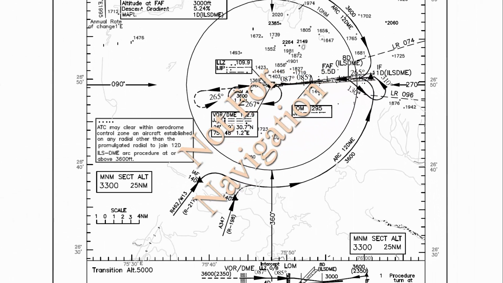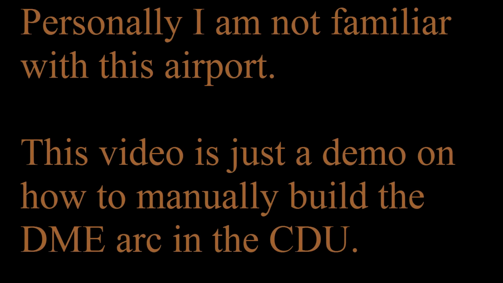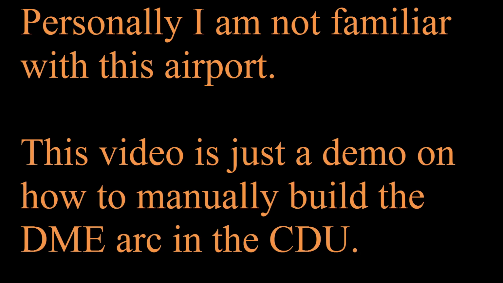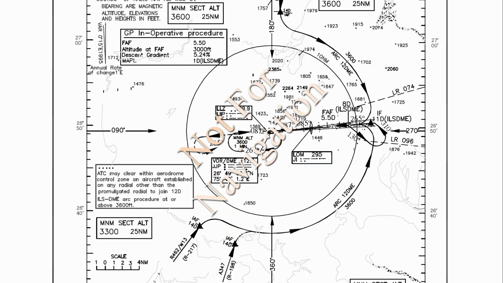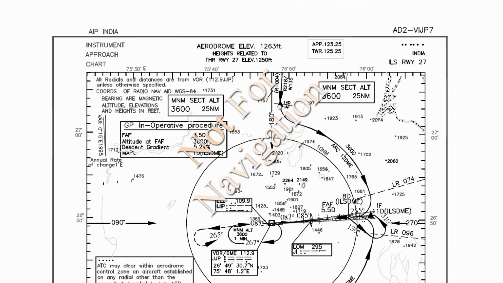For an approach like this, it's important that you monitor the VOR and have the VOR up at least with the pilot monitoring, just to have a backup and to verify that you are doing the DME ARC correctly, since this is not an RNAV approach. I'm just taking this airport as an example on how to manually build the DME ARC using the CDU. So now let's go to PMDG and we'll show the demonstration there.